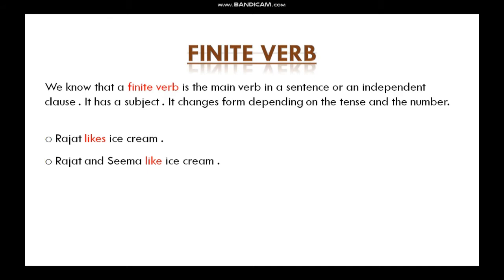And in the second example, Rajat and Seema like ice cream. In this sentence, Rajat and Seema, two people are here. So I have used here in this sentence only verb first form, that is like, and it is a finite verb.